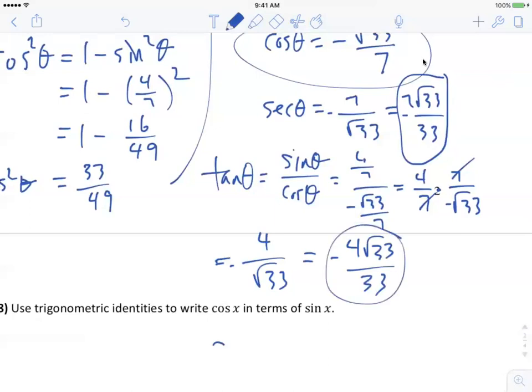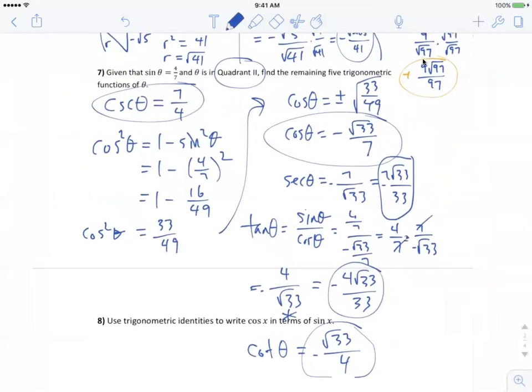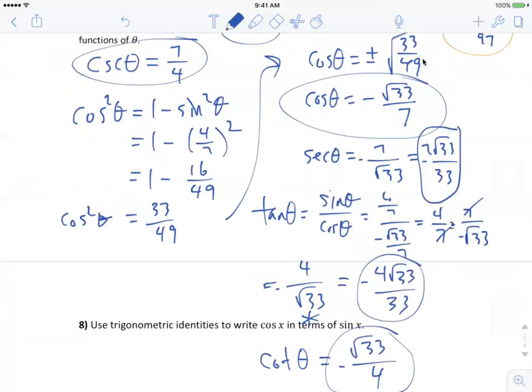The last one is cotangent, which is just flipping over tangent. So I'll probably flip over this version right here. Put the root 33 on top and the 4 on the bottom, negative. Okay, so that's that one, and that's using all identities.